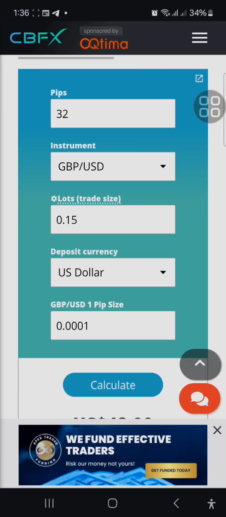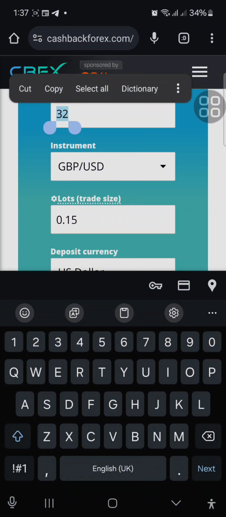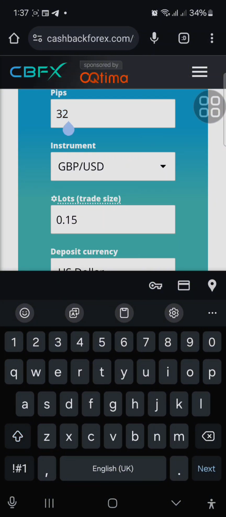So it means that if the amount of my stop loss on that trade is lower than 32 pips, all I have to do is change this 32 to the amount of pips that my stop loss took for that trade. So each trade would have its own, because all trades are not the same.